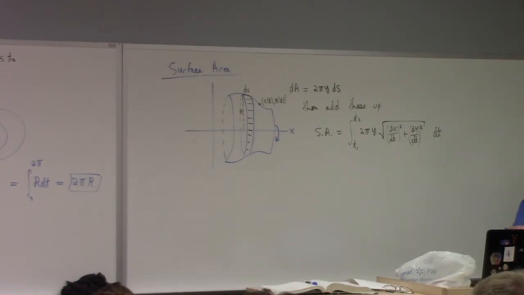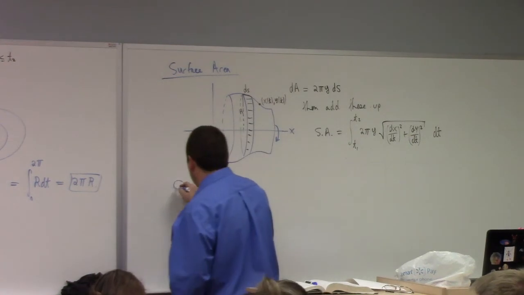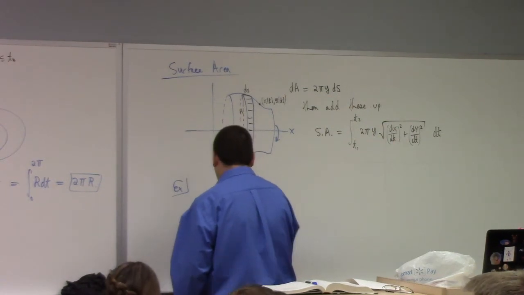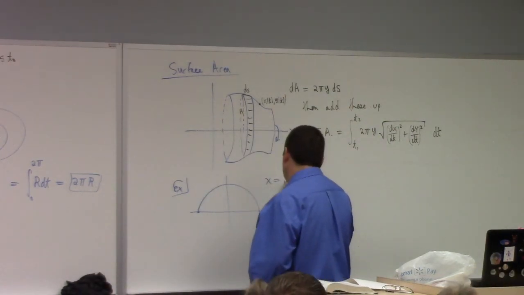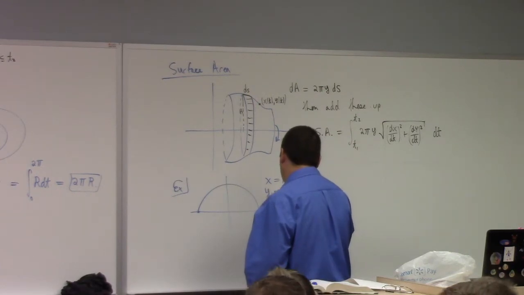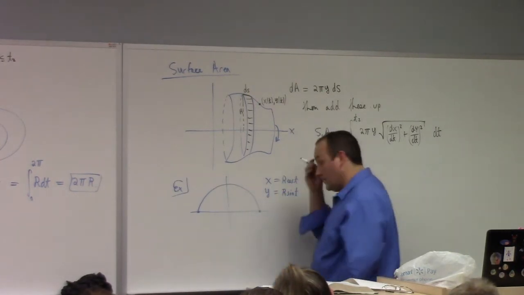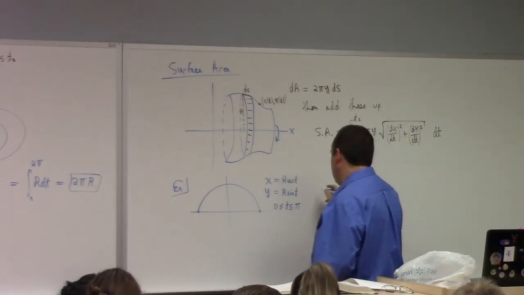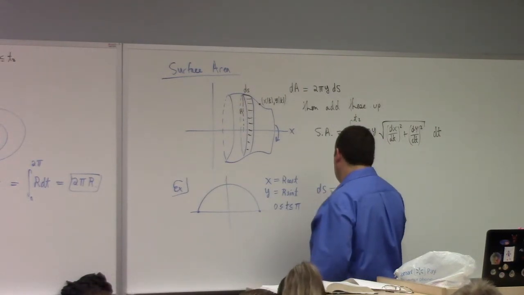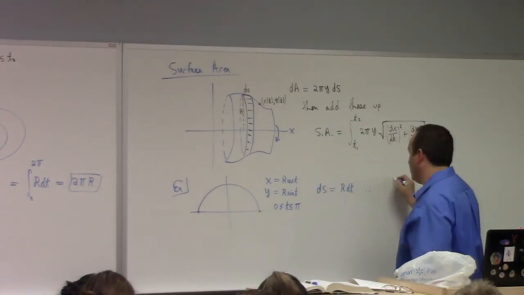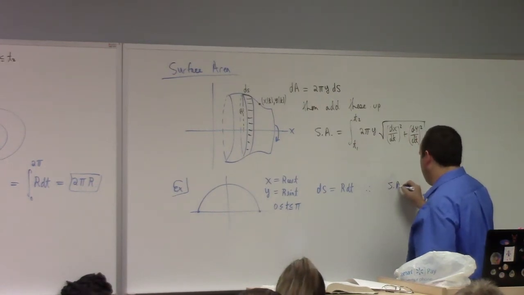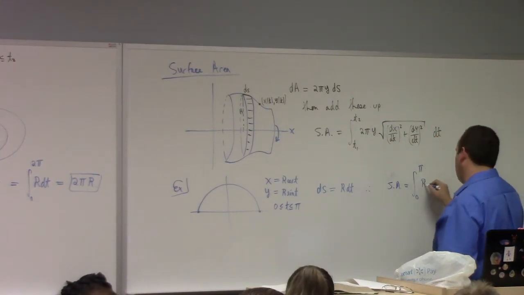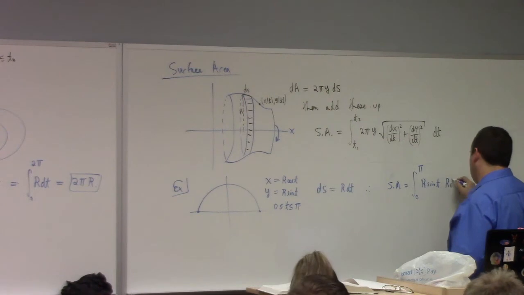Again, one example, then I'll stop. If we were to take, say, the half circle, which would be what? Take the half circle, which would be from 0 less than or equal to t less than or equal to pi. We've already calculated in my last example that ds is r dt. So therefore, the surface area of this surface of revolution would be the integral from 0 to pi. My y is r sine t, and then I've got r dt.